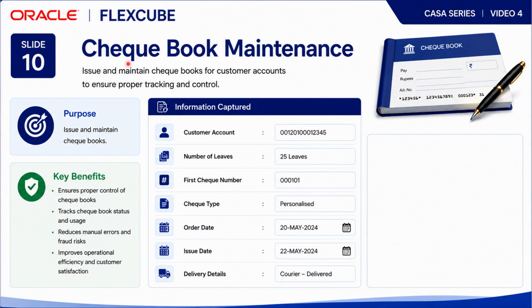Checkbook maintenance. Let's now begin checkbook management. The screen code is CADCHBOO. This screen is used to issue and maintain checkbooks for customer accounts.